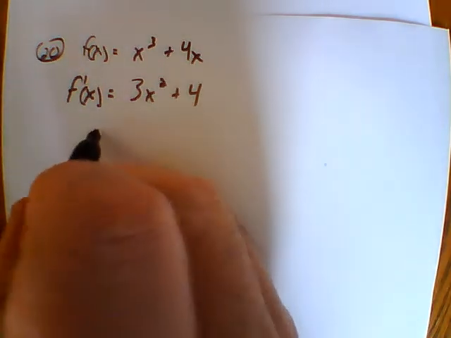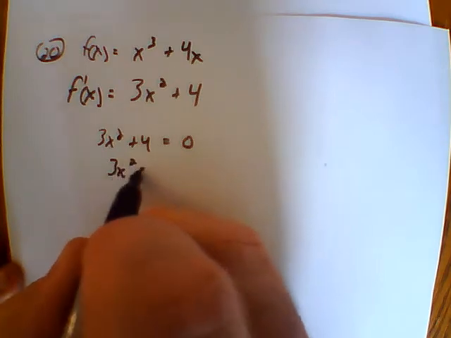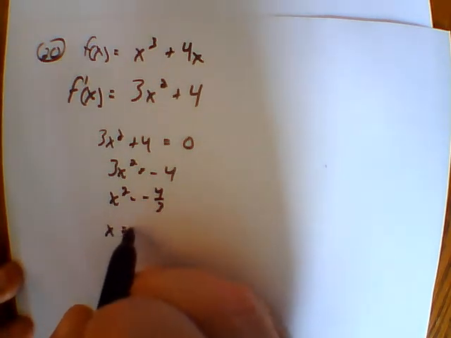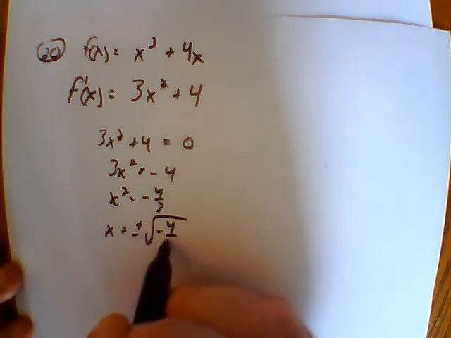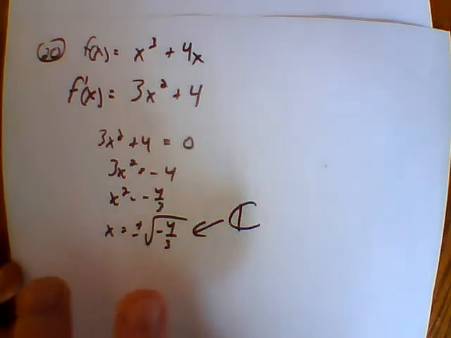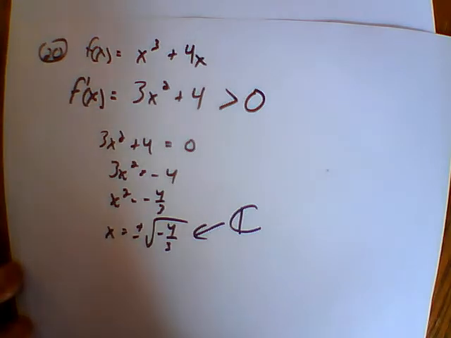So if we were to set this 3x squared plus 4 equal to 0, we would see that 3x squared equals negative 4, x squared equals negative 4/3, x equals plus or minus the square root of negative 4/3. Ooh, we're in our complex number system. So we see that whatever is going on in this graph, it is always greater than or equal to 0.